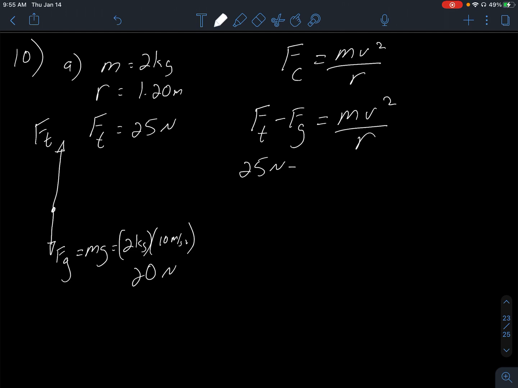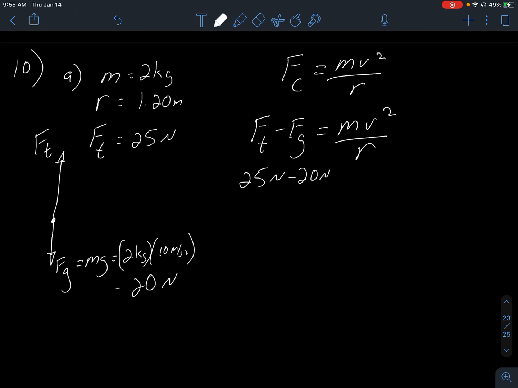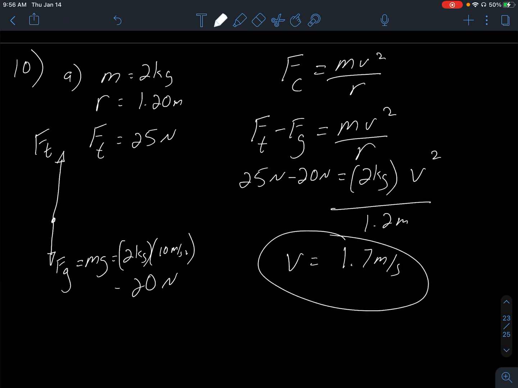It's an easy math. 20 newtons downward, 2 kilogram mass here. So not everybody brought mass to this party. We're solving for velocity and radius of 1.2 meters. So plug that all in, and we get a velocity of 1.7 meters per second. So that's when it's at the bottom.